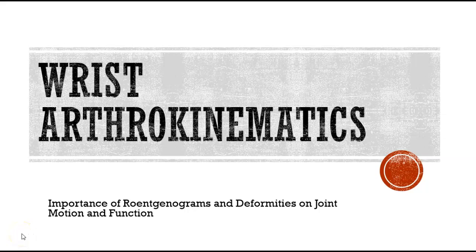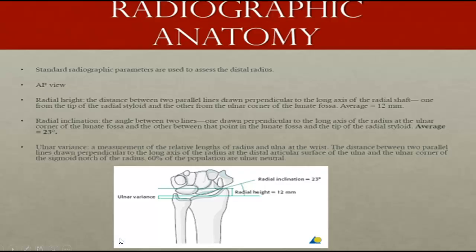Hello class, today's objective revolves around the science of arthrokinematics. We are going to discuss in further detail the importance of roentgenograms and deformities on joint motion and functions. Let's first look at two roentgenogram views of the wrist.